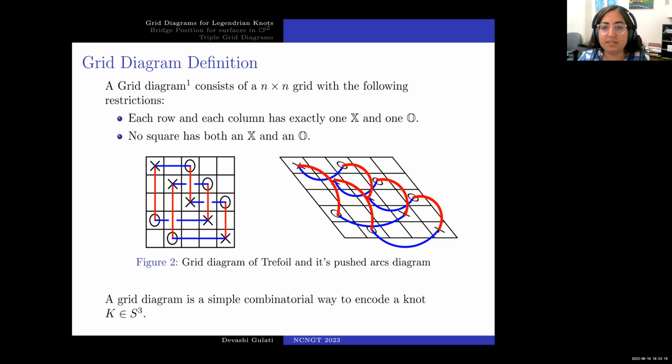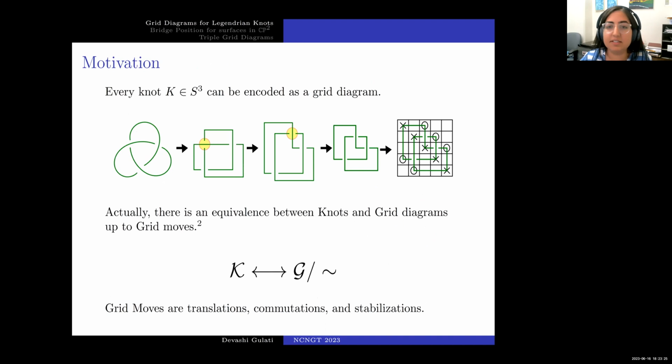A grid diagram is a simple combinatorial way to encode a knot in S3. How? It turns out that every knot can be encoded as a grid diagram. Let's see an example which illustrates this process. On the left, we have a projection for the trefoil. The first step is to just take this projection and make it boxy. We get the next diagram.